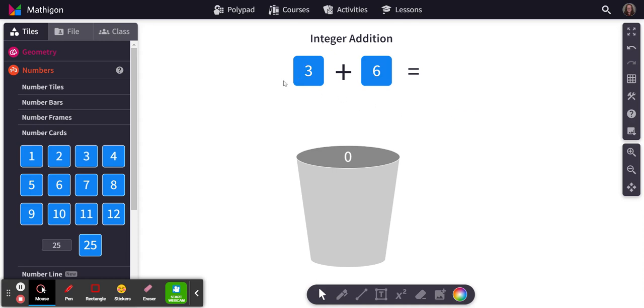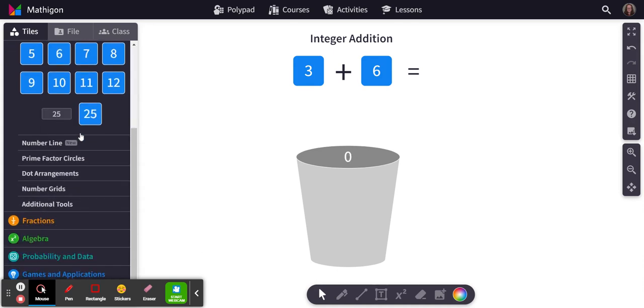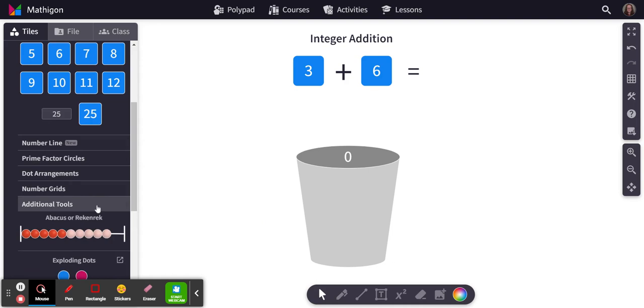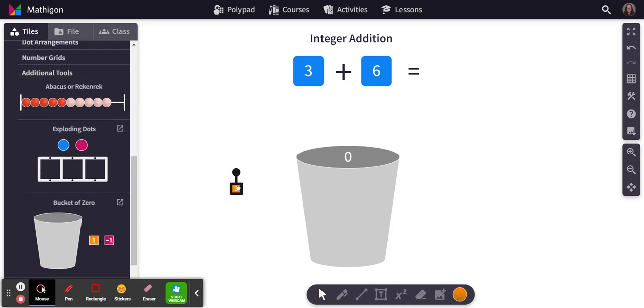So we're going to start with 3 plus 6, and we've got this lovely bucket, which we're going to put things in and see what ends up happening. So I'm going to put in 3 to start with. Our bucket tells us that we have a total of 3. I put in 3 tiles, I have a total of 3. That's how much is in the bucket, 3.